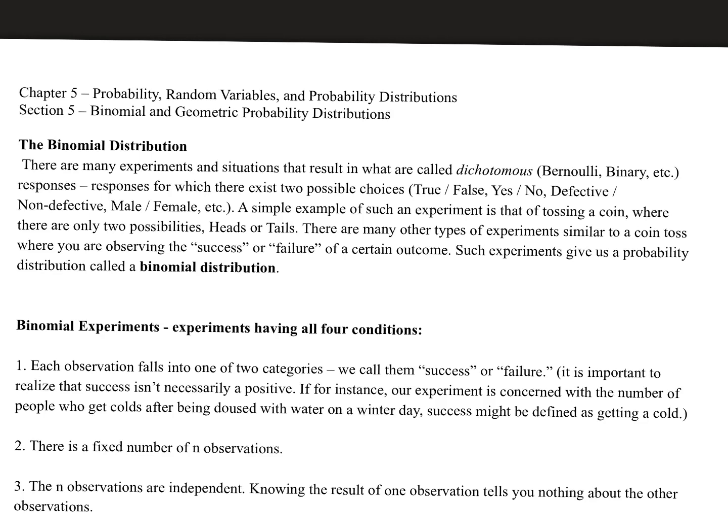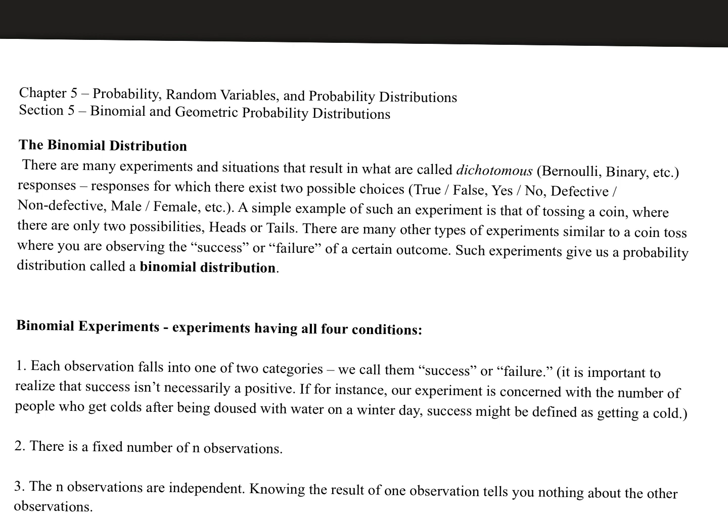In the last section of Chapter 5, we are going to talk about the binomial and geometric probability distributions. So the binomial distribution is when experiments or situations result in what are called dichotomous responses. Those are responses for which there exists two possible choices: true, false, yes, no, defective, non-defective, male, female. It looks very different depending on what the situation is. A simple example is tossing a coin, where there are only two possibilities, heads or tails.